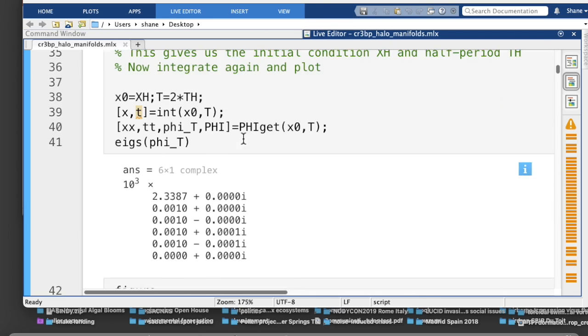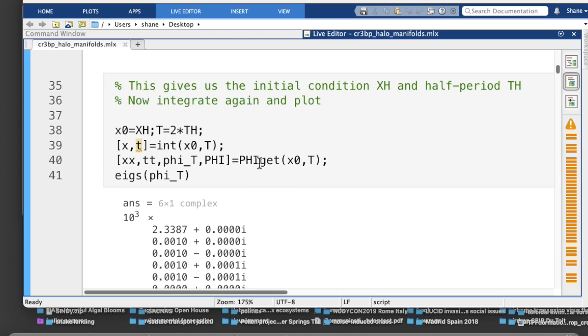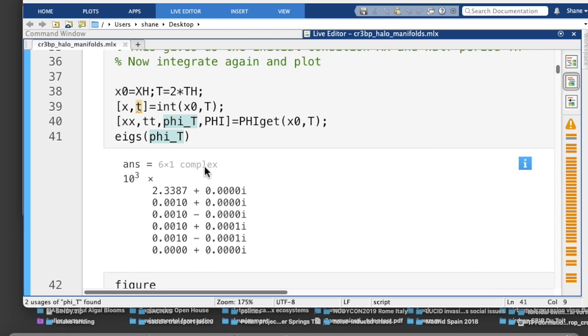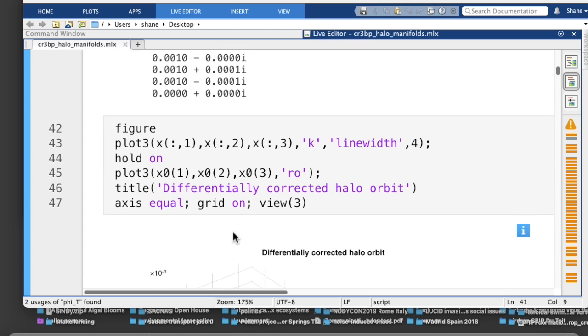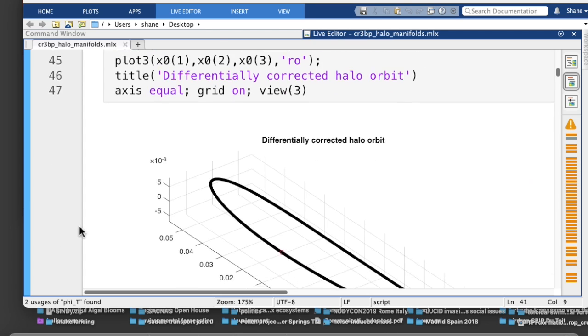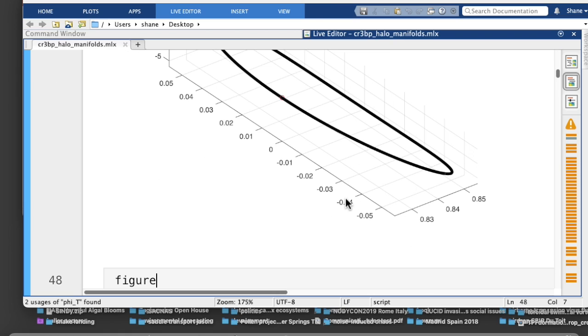Now we can actually get this thing called phi underscore t. That's the monodromy matrix. And here are its eigenvalues. Notice one of them is on the order of 10 to the 3, and then everything else is pretty small. So we've got several that have unit modulus. Two of them are actually equal to 1, and then we have things that are kind of close to 1. This is the fully differentially corrected halo orbit.